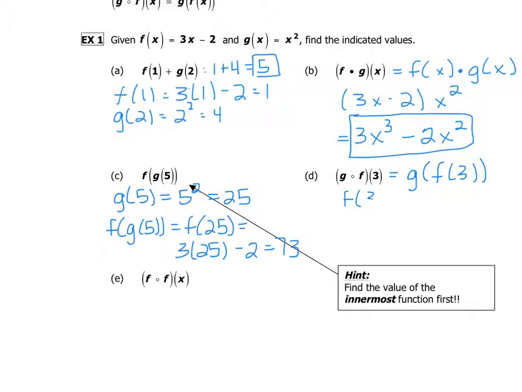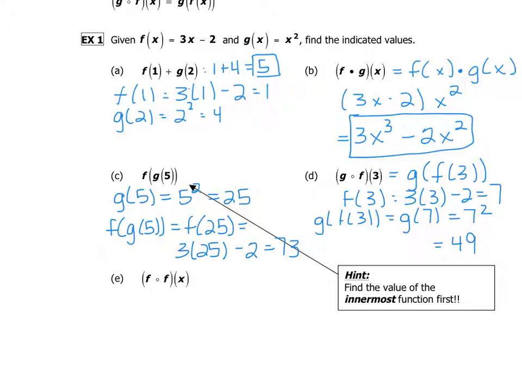And this is going to be 3 times 3 minus 2 equals 7. So what we're trying to find, if we're trying to find g of f of 3, we're really looking for g of 7, which equals 7 squared, which equals 49. The last one we've got a function inside of itself.